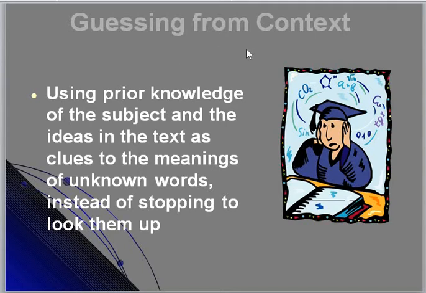The next strategy is guessing from the context. Using prior knowledge of the subject and the ideas in the text as clues to the meanings of unknown words, instead of stopping to look them up. Basically, you can teach your students that when they are reading any type of text, if they face difficulty in understanding any word, they need to work out from the text what the meaning of that particular word would be, instead of stopping and looking it up in the dictionary. They can underline those words and check the meaning later. But for fluency, guessing from the context is important.